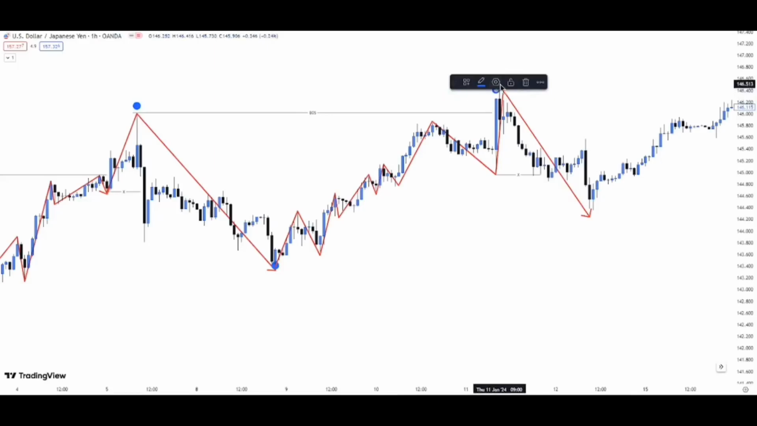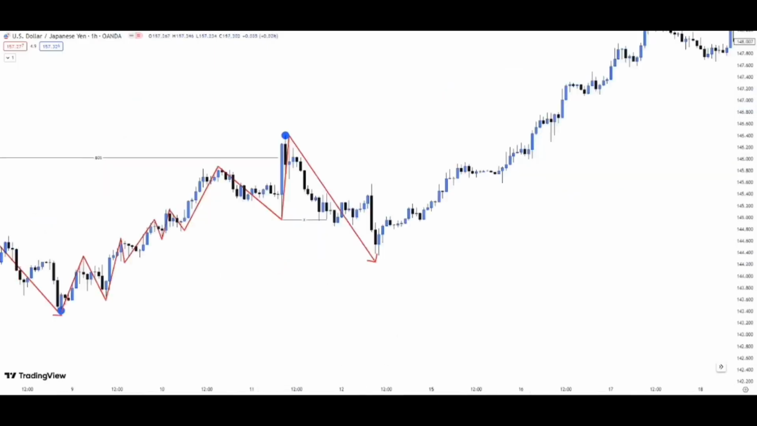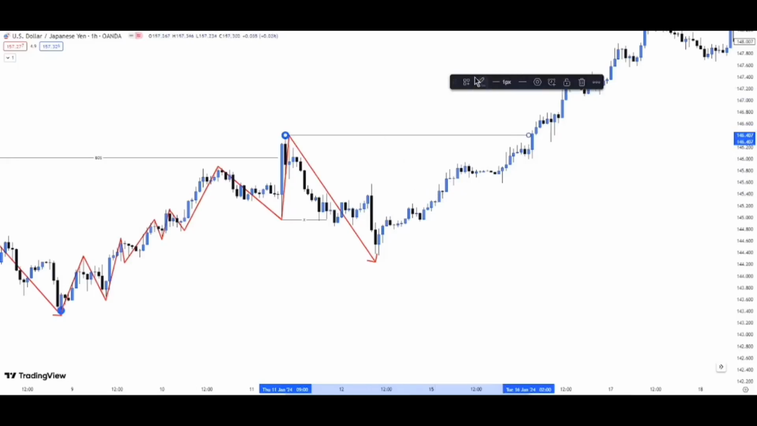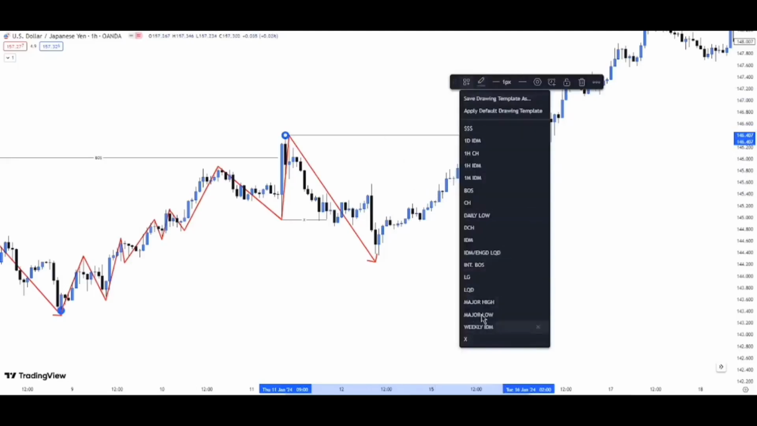So this high is confirmed. And now, your high has to be taken out for your higher low to be confirmed. And price must close above it. And as you can see, that happened there. And that is known as a break of structure.